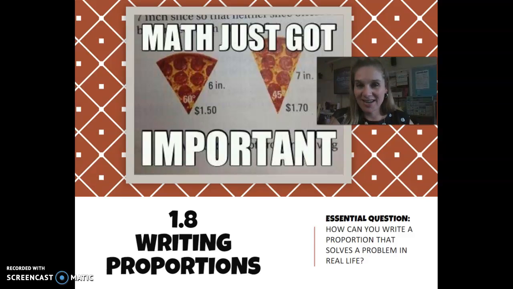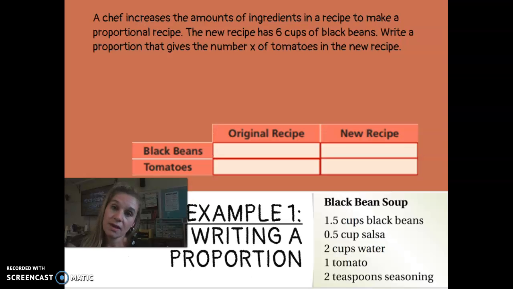And our central question today that we'll be answering is, how can you write a proportion that solves a problem in a real life situation? Maybe like a situation with pizza. So let's go ahead and do our first example. Example 1, writing a proportion.